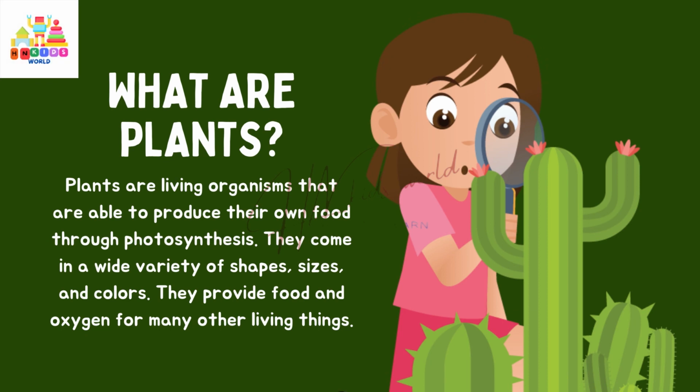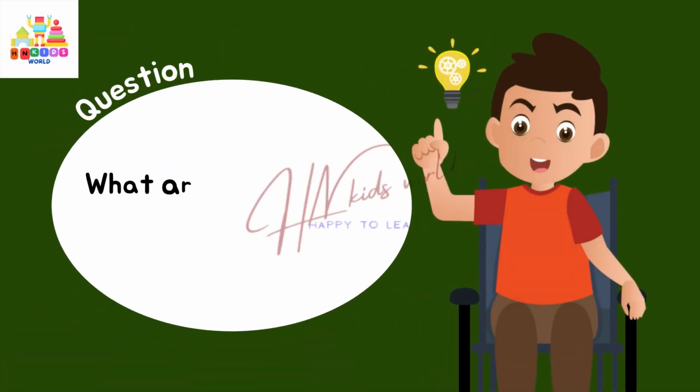What are plants? Plants are living organisms that are able to produce their own food through photosynthesis. They come in a wide variety of shapes, sizes, and colors. They provide food and oxygen for many other living things.